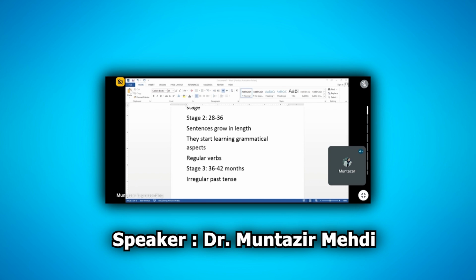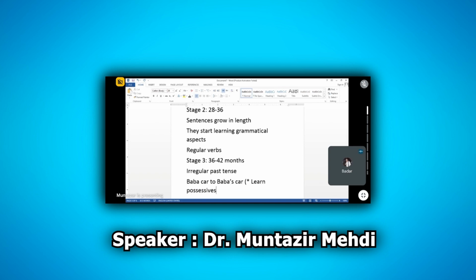Similarly, they also learn possessives. Do you know possessives? For example, they say Baba car to Baba's car. So they also learn possessives during this stage. So see, this is the time when their speed of learning language increases. Got it? Also, that is the stage when they start learning about the verb be.